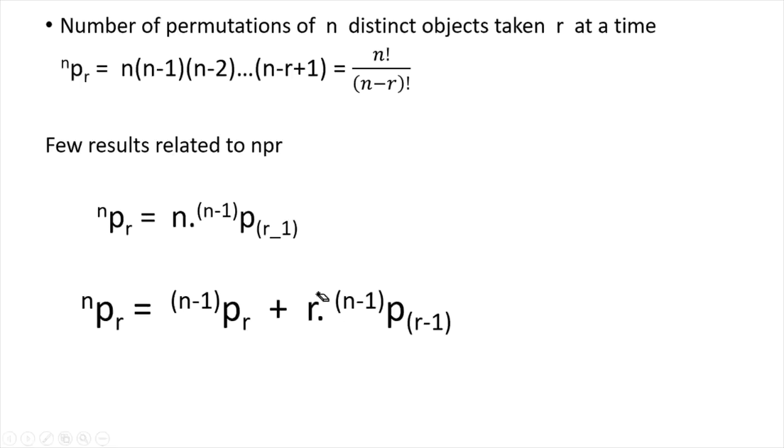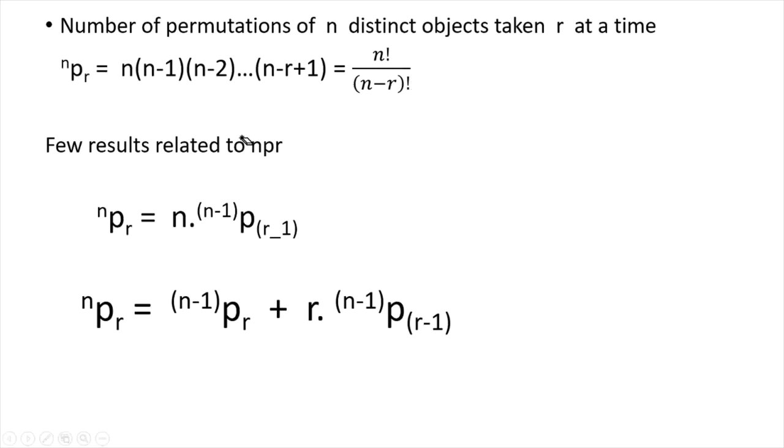The number of linear permutations of n objects taken r at a time is in general denoted by nPr, and nPr is equal to n times n minus 1 times n minus 2 and so on up to n minus r plus 1. Or else we can give a formula for this: we can write it as n factorial upon n minus r factorial. I repeat, the number of permutations of n distinct objects taken r at a time is denoted by nPr, and nPr is equal to n factorial upon n minus r factorial. So this is the total number of permutations of n distinct objects taken r at a time.